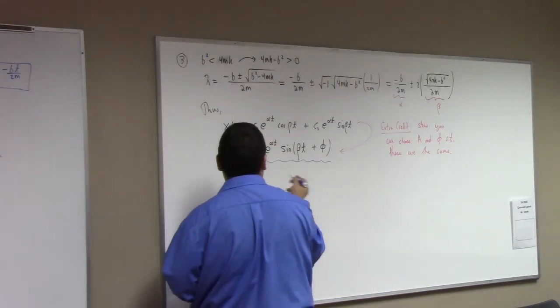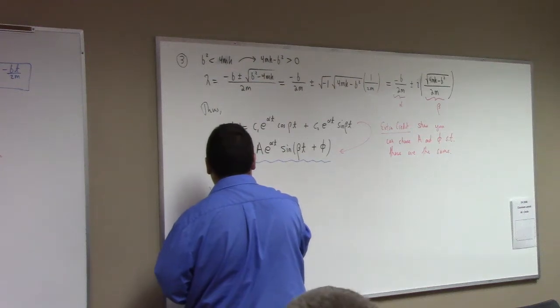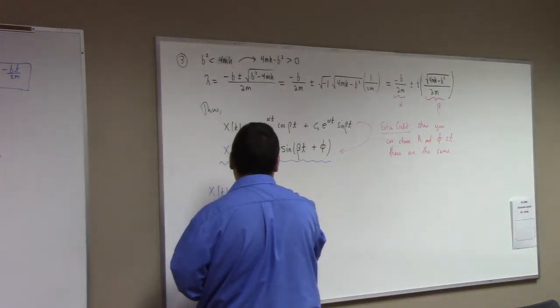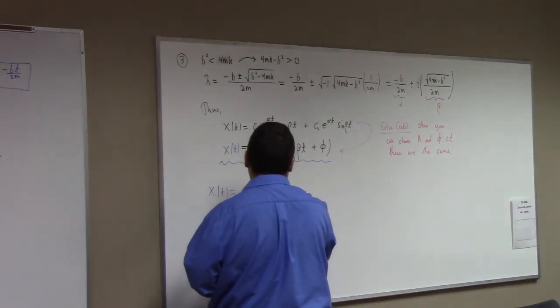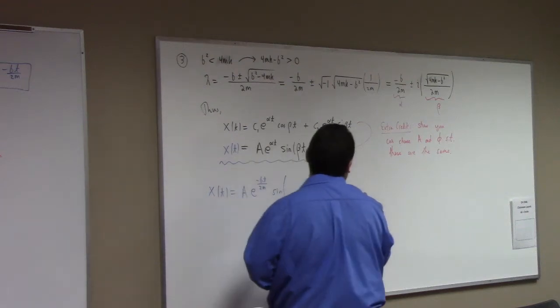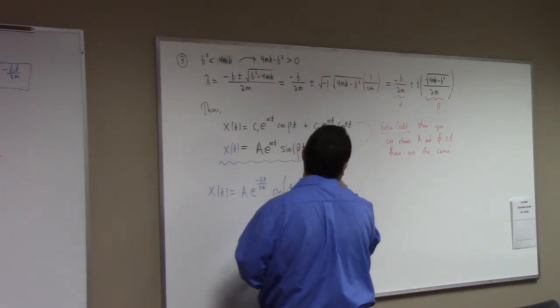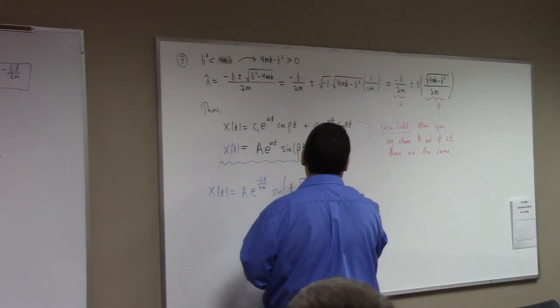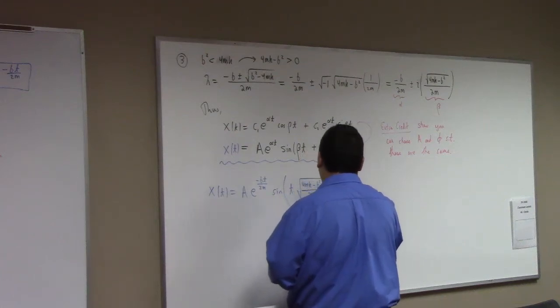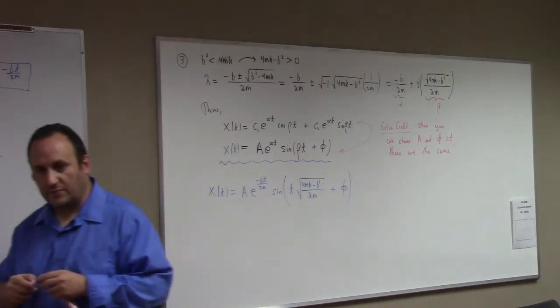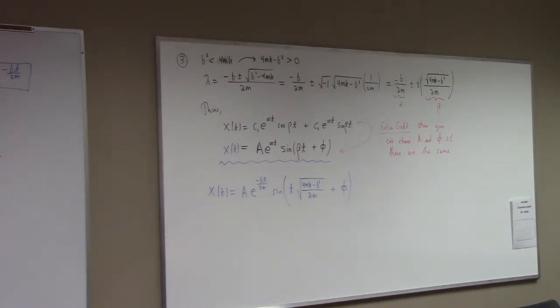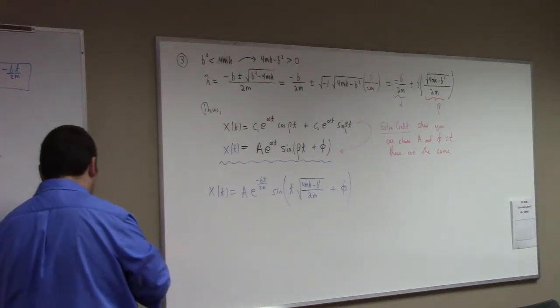Before I do that, let me write down the specific formula in terms of alpha and beta, just to be annoyingly explicit. This is A e to the minus b t over 2m, times sine of t times the square root of 4mk minus b squared over 2m, plus that phase angle. So there you go. That's the equation of motion in the weakly damped case, or the underdamped case.